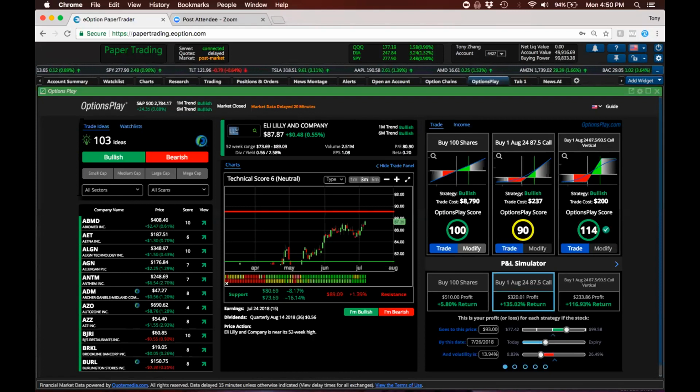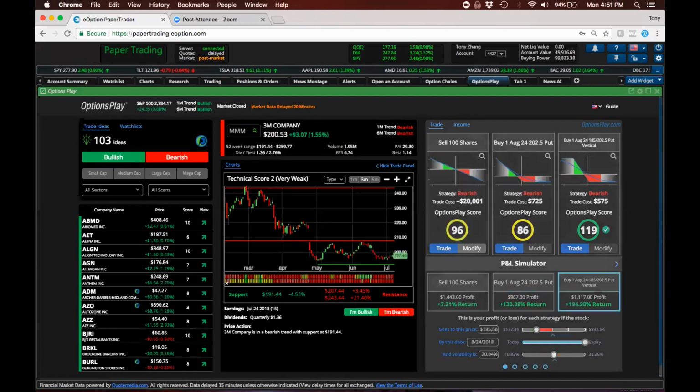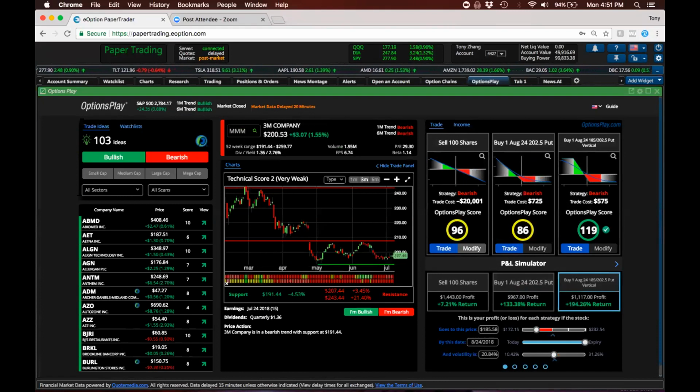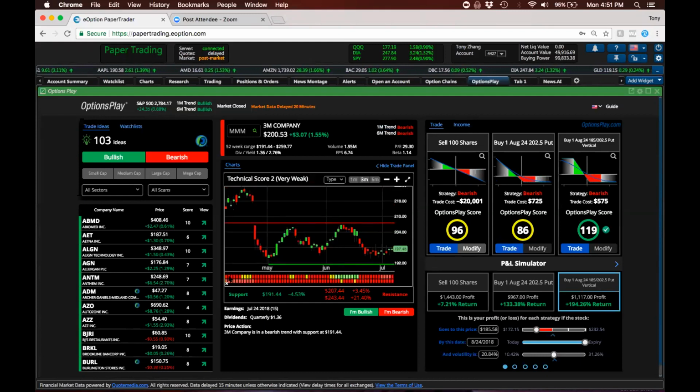Okay, so let's take a look at another example here. 3M. This is a big cap name. It's in the Dow Jones 30. As you can see, it's got a very weak technical score, telling me this is a relatively weak stock in the overall market. It's underperforming the overall market. One month and six month trends are bearish. As you can see, it's been bearish for quite some time. So this might be a candidate for perhaps a miss.